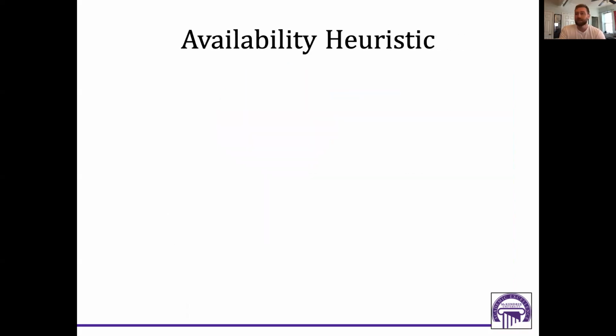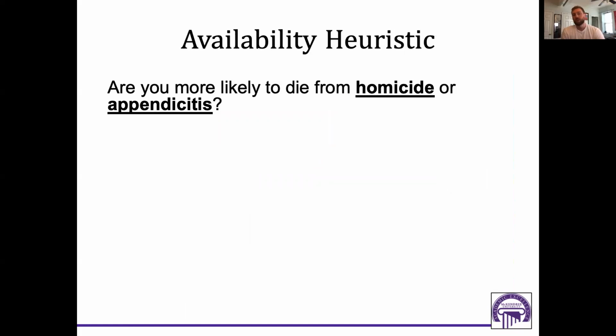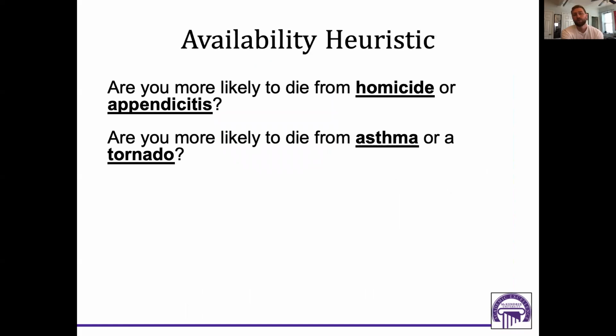So, availability heuristic. We're going to do a little quiz here at home. Are you more likely to die from homicide or appendicitis? Okay, what do you think? I want you to have your answer in mind. And then question number 2: are you more likely to die from asthma or a tornado? Which one are you more likely to die from in those two scenarios?